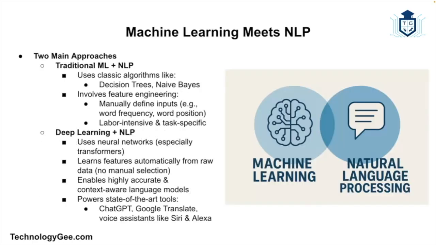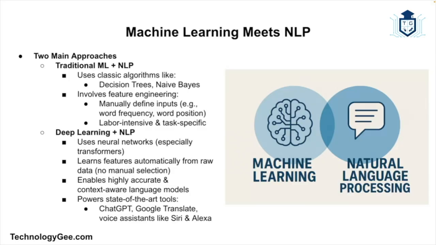All right, so modern natural language processing isn't just about rules and dictionaries, it's about machine learning. So instead of programming every single rule, we now feed massive amounts of text into models and let them learn patterns. And there are two major approaches. The first is traditional machine learning plus natural language processing. And this uses algorithms like decision trees or naive Bayes. And this requires feature engineering where it manually selects what to analyze, like word frequency.